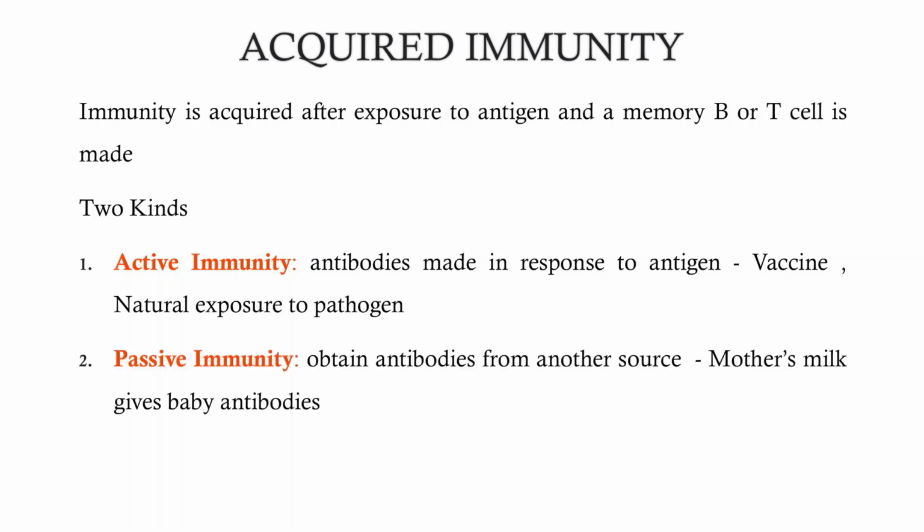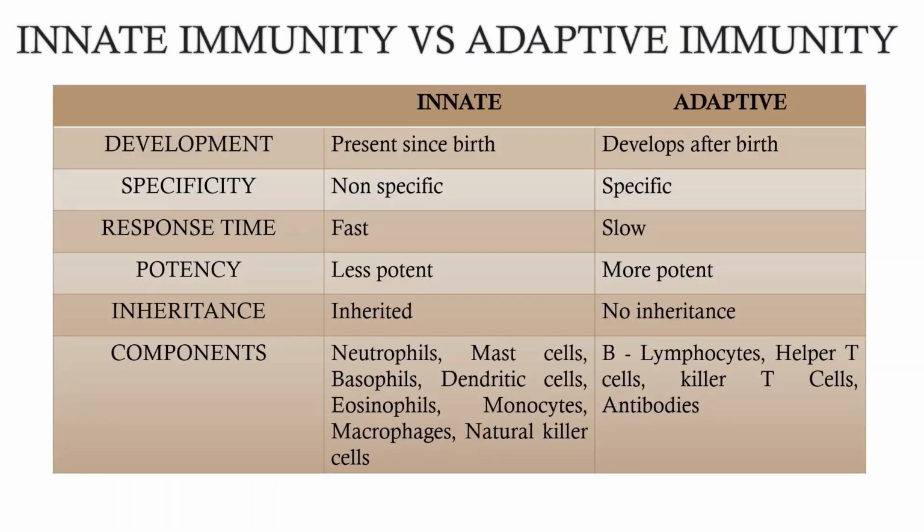Finally, a comparison and differences between the innate immunity and the adaptive immunity. While the innate immunity is present since birth, adaptive immunity is developed after birth. Innate immunity is non-specific while the adaptive immunity is specific. The response time of innate immunity is fast, but it is less potent, while the adaptive immunity is slow, but it's more potent and specific.